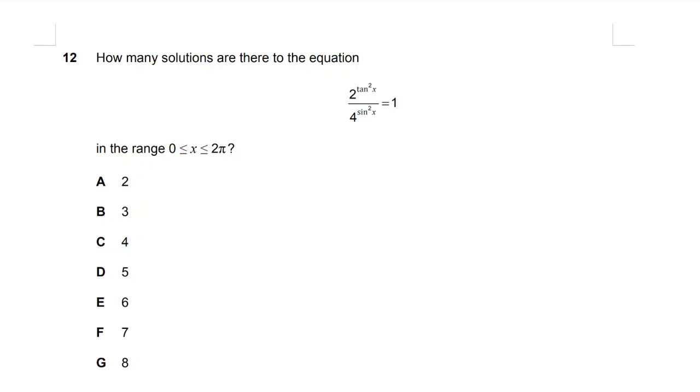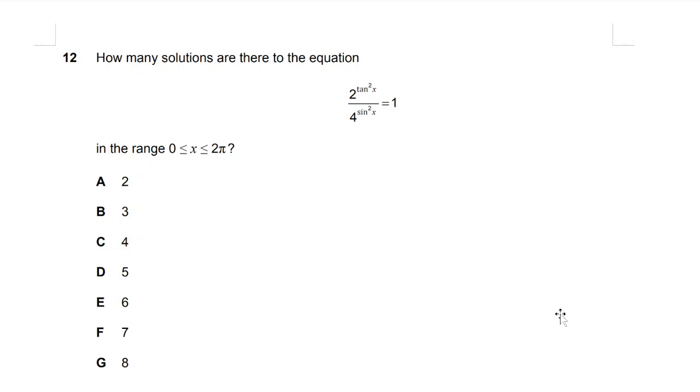Okay, how many solutions are there to the equation 2 to the tan squared x over 4 to the sine squared x equals 1? Okay, it looks horrific because there are exponentials and some trig going on at the same time. And it says in the range from 0 to 2 pi. Okay, so we're in radians. All right, so how do we solve this?